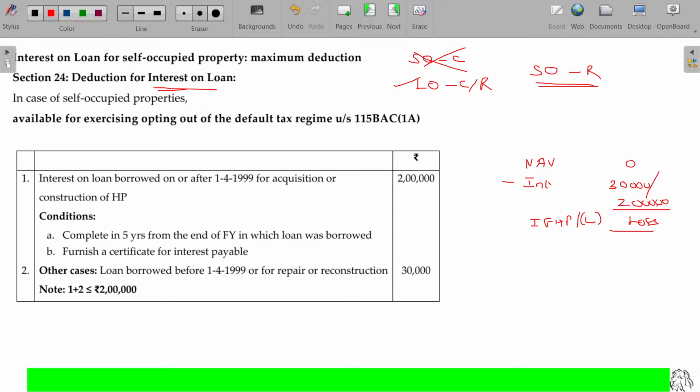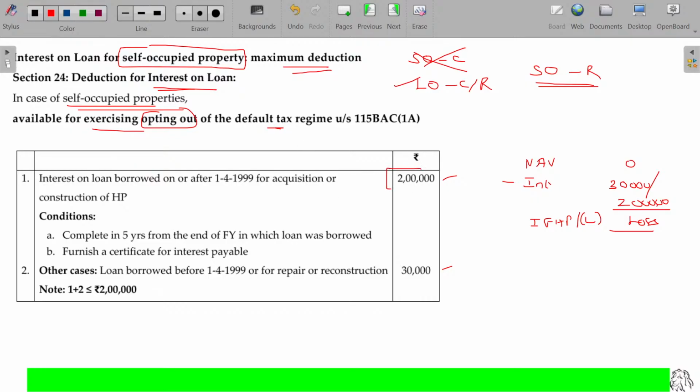Deduction for interest on loan for self-occupied property, maximum deduction being either 2 lakhs or 30,000 rupees. This is available in case of self-occupied properties when opting out of the default tax regime. If you are going for the default tax regime, this is not available. What is the 30,000 and 2 lakhs, sir?